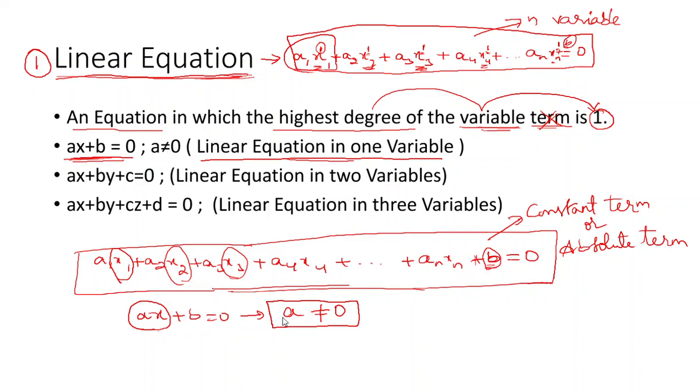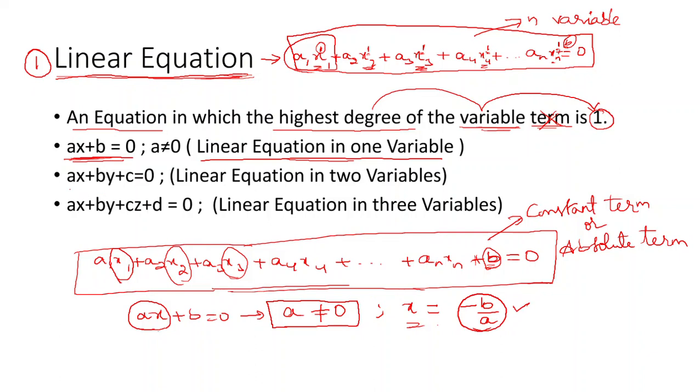So here a should not be equal to 0. And this linear equation in one variable has a unique solution. x is equal to minus b by a. This is the solution here. This is the unique solution.